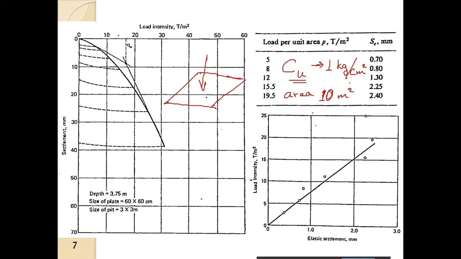Now the plate load test which was done was for a plate of 60 centimeter by 60 centimeter, so it is 0.36 meter square, but the area that we require is 10 meter square. If we divide this by this, we will get Cu corresponding to load of P equal to 5 ton per meter square, and the vertical strain will be 0.7 mm by 600 mm.